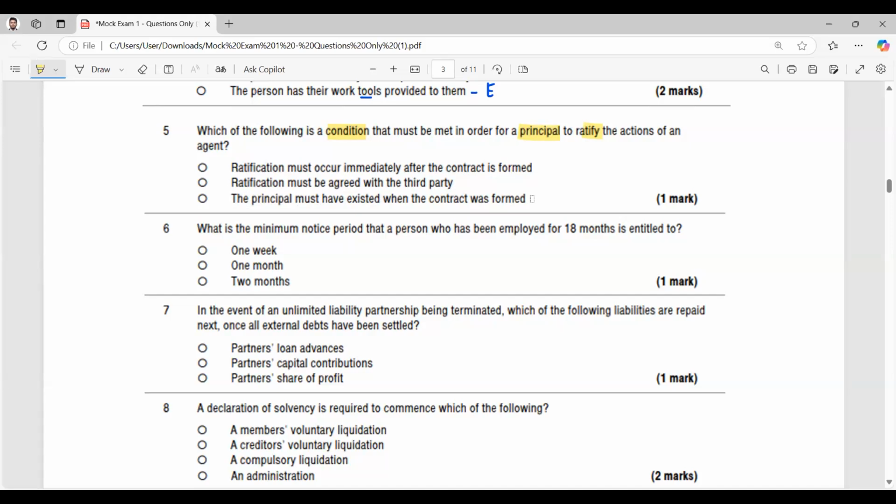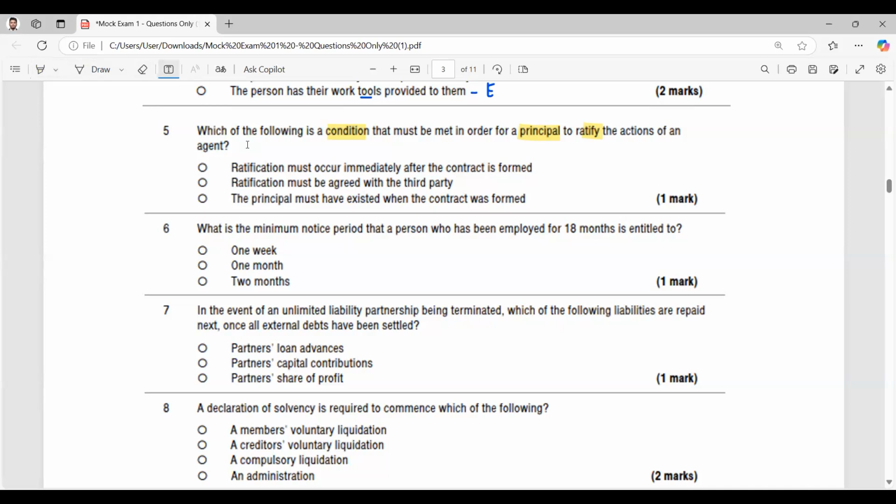So technically, to ratify the contract, the first and foremost thing, the principal must have existed when it was formed. That's the first thing. And the ratification must take place within a reasonable period of time, not immediately. And you need to make sure that the ratification is communicated to the third party. It is not agreed, it should be communicated to the third party. Sometimes the agreement to the ratification is not required. Whether you agree or not, that is not important.